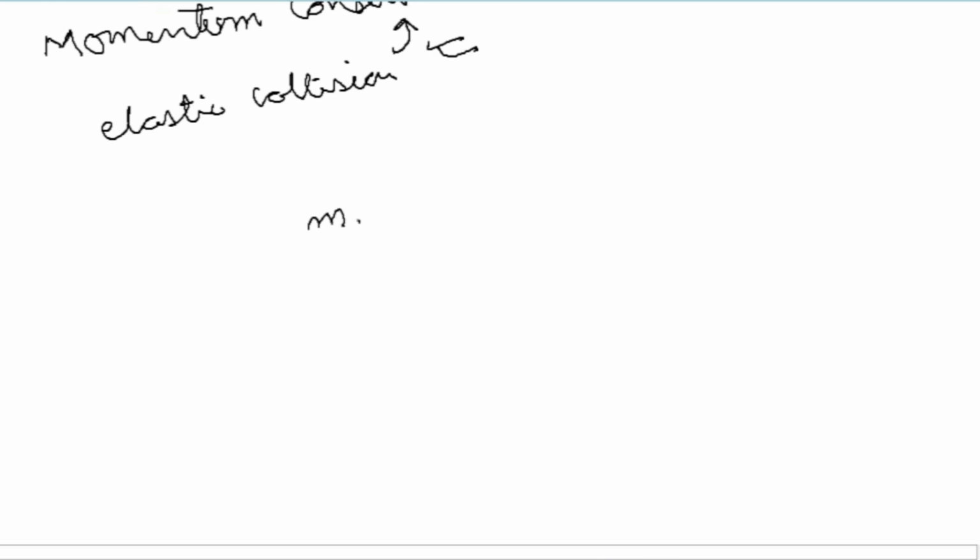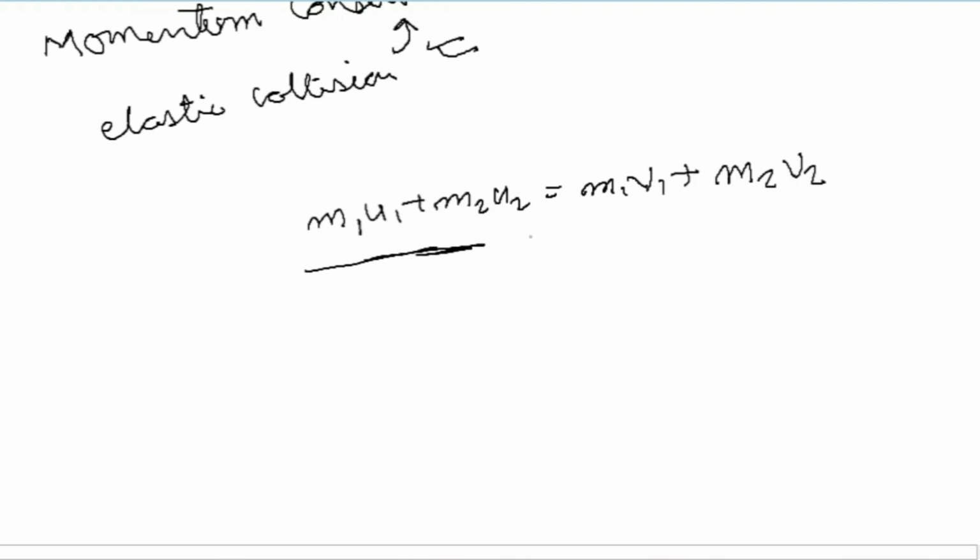What is the principle of momentum conservation? M1 U1 plus M2 U2 is equal to M1 V1 plus M2 V2. That is, the total momentum of the system before collision is equal to the total momentum after collision. Now we can apply the momentum conservation equation in our given question as 2 into V1 plus capital M into 0 will be equal to minus of 2 into V2.